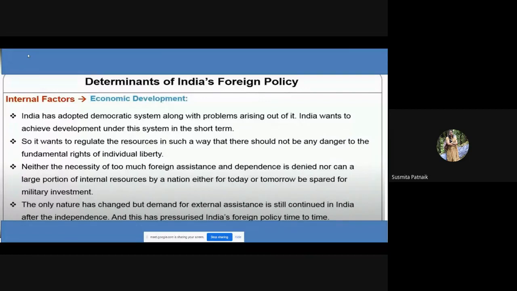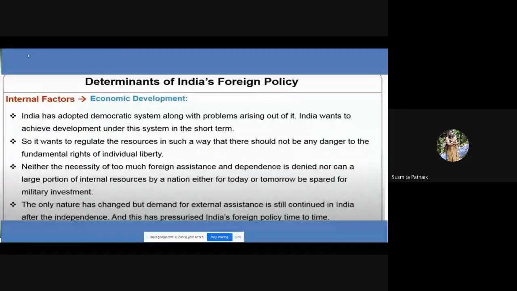The nature has changed, but the demand for external assistance still continued in India after independence. And this has pressurized India's foreign policy from time to time. The demand for external assistance. If India is facing any type of war or any type of problem, then certainly India's Prime Minister goes to the door of the superpowers to get assistance from any of them. This type of practice is still happening. आज देखो चाइना रे इंडिया रे जो तमरो वार लागला इंडिया सीधा जाई यूएस. So this is what is called the demand for external assistance still continuing.